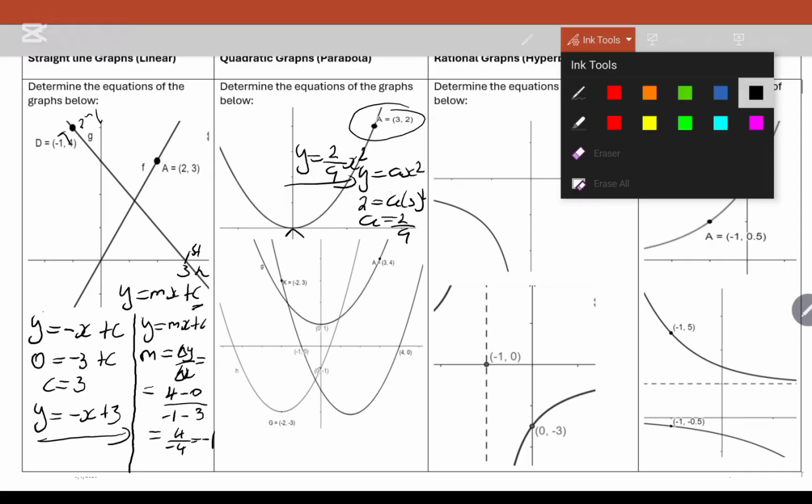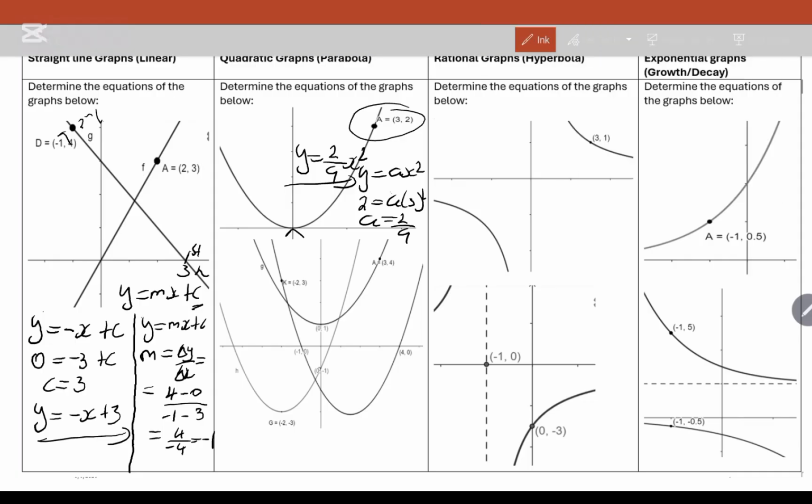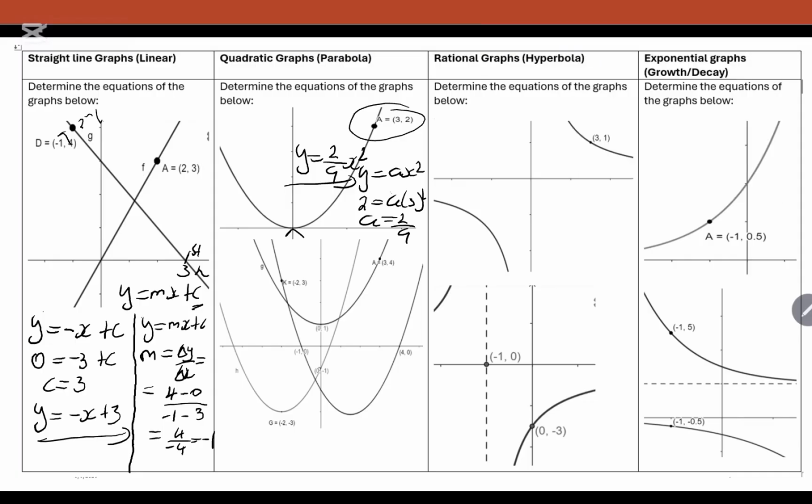Now, let's go and look at the other graphs just below the first one. If you look at the graph of h, the name h is given there. We are given the coordinate of the turning point here, negative 2 and negative 3. And then the graph also passes through the y-intercept where x is 0 and y is negative 1.